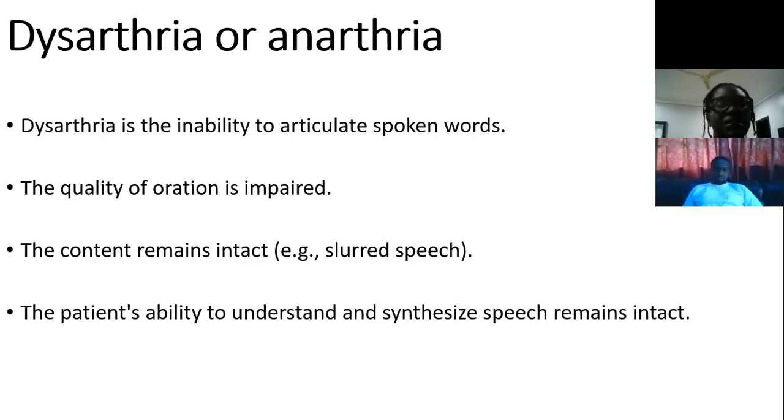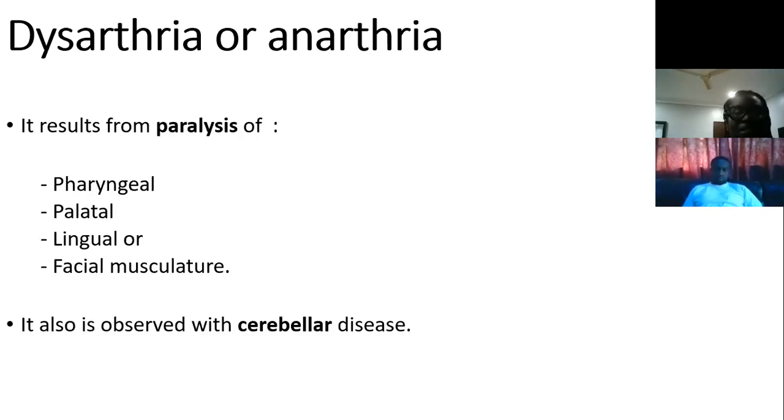Then we also have dysarthria or anarthria. Dysarthria is the inability to articulate spoken words. So this patient is not able to say exactly what they mean. For example, the words can be slurred, but the patient understands what you are saying all right. This usually occurs from paralysis of the muscles that help in speaking. Examples are paralysis of the pharyngeal nerve, the palate, the lingual, or the facial musculature. And then also when you have cerebellar disease, you can also have this.